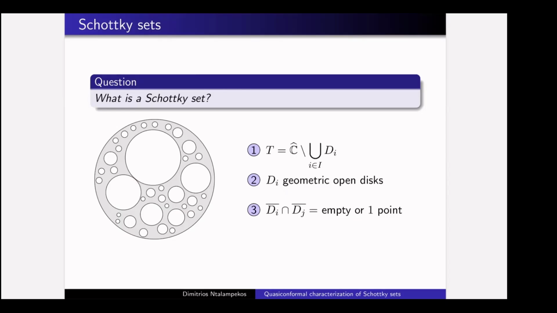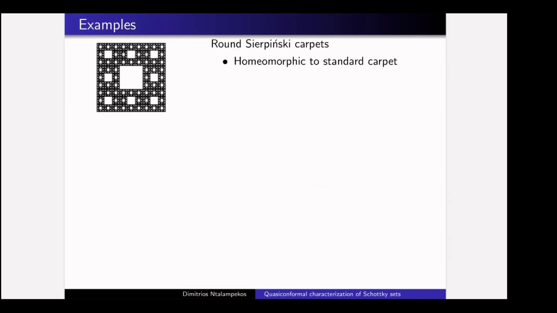Now, where do we see Schottky sets? First, they appear as round Sierpinski carpets. What is a carpet? It's a set that is homeomorphic to the standard carpet, which is constructed by squares. So these sets have empty interior, and the complementary components in that case have disjoint closures.